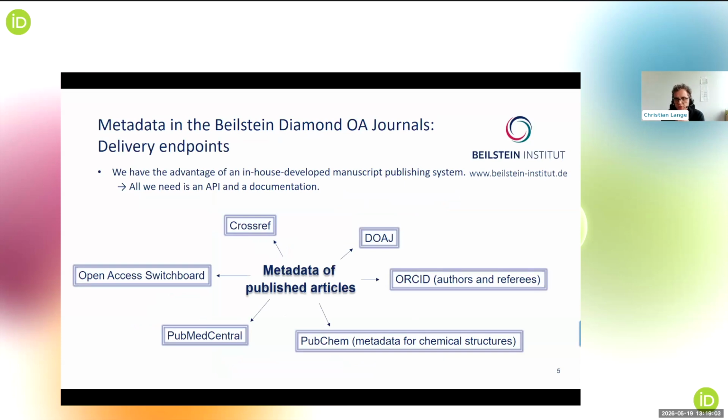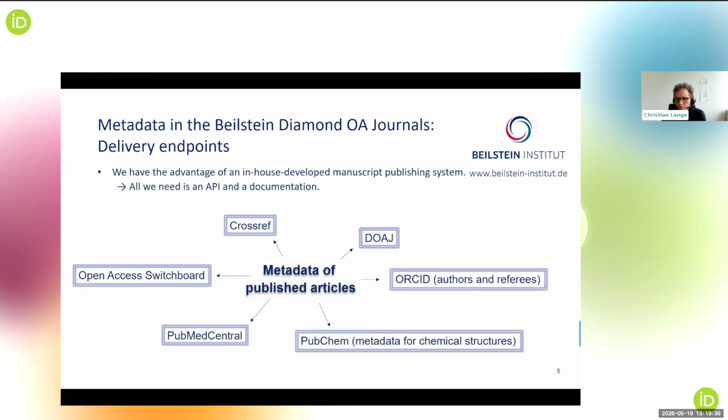I would like to begin with all the endpoints where we deliver metadata. These are, of course, ORCID and the Open Access Switchboard. The ORCID profiles of authors are updated via Crossref, and with our upcoming release, we will write directly to the ORCID profiles of referees when they are doing peer review through the member API. And we use Open Access Switchboard to communicate our Diamond Open Access status to libraries and funders.